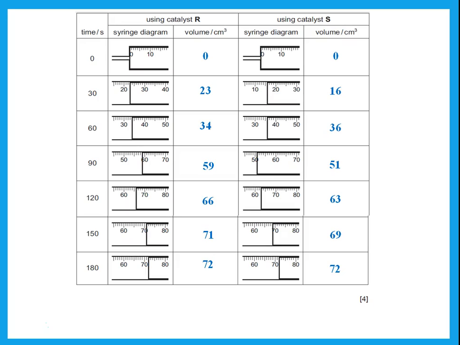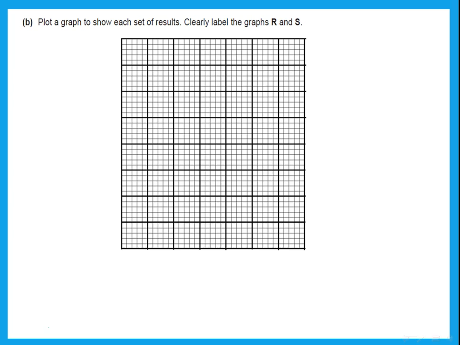Okay? One wrong number, you lose 1 mark. So for each wrong number, you lose a mark. Okay, and then we're supposed to plot a graph. Okay, let us revise how to plot a graph. First of all, you need to label the axis.